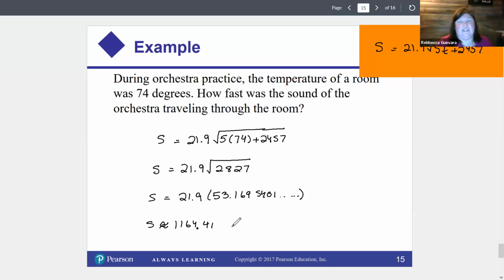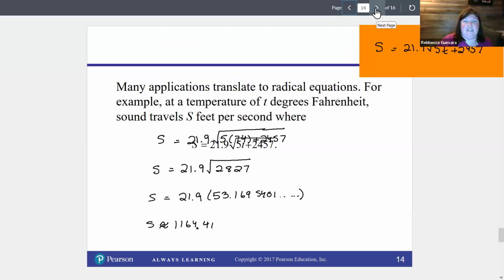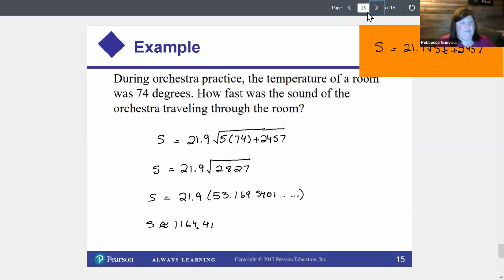And remember, what is this in? I forgot. Speed is in feet per second. So how fast the sound of this orchestra is traveling through the room is 1,164.41 feet per second. Okay.